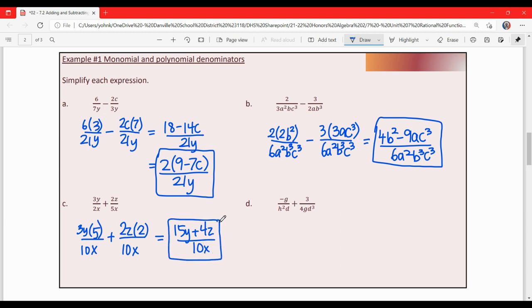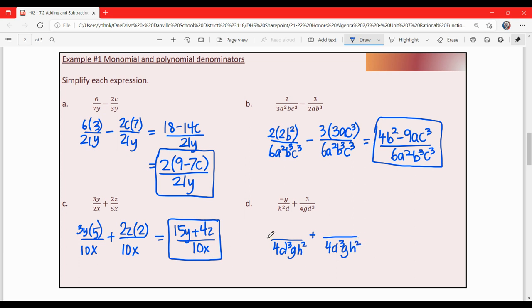Nothing is in common, no GCF, nothing to factor out. I'm done. All right, last one. If we look at letter D, let's see, number-wise, I need a 4. And then let's go alphabetically. So I have D and D cubed. Higher one is D cubed. Then I have G and H squared. So that becomes our common denominator.